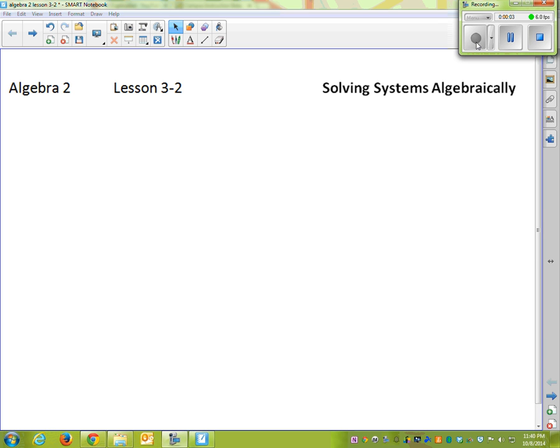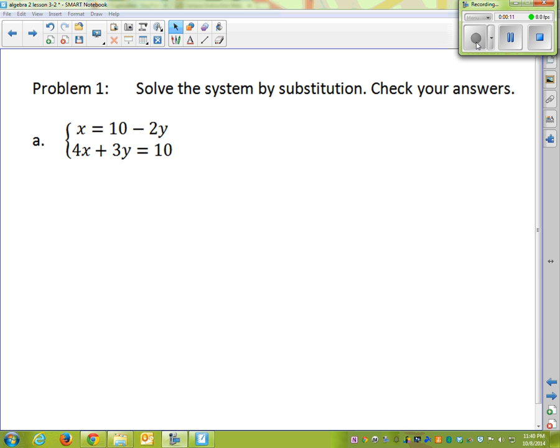In today's lesson, we're going to solve systems of equations algebraically. This is really the most efficient way to solve a system of equations. So a system of equations means you have two or more equations. One way to do it is by substitution. Substitution by definition means that I'm going to take one item and replace it in another.